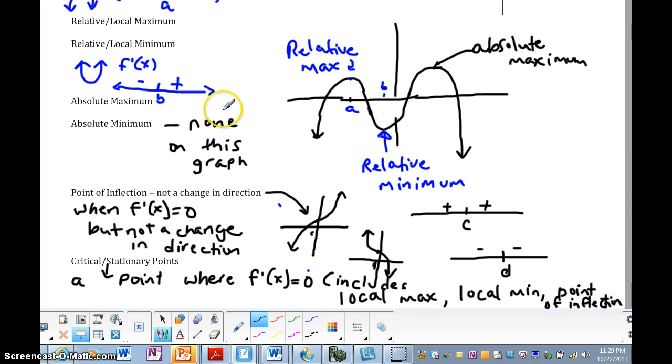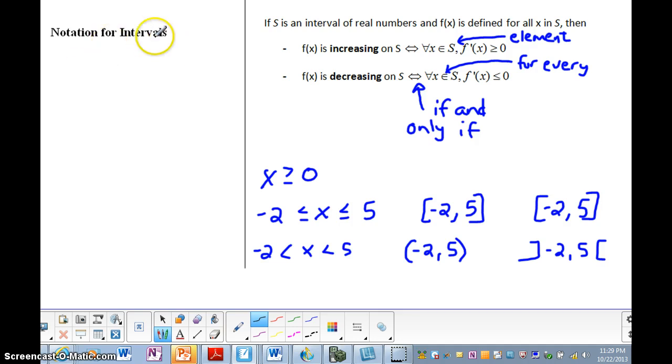Okay, one last part with our vocabulary. Want to bring back some notation for intervals. The first part here is a definition for an interval of real numbers, S, where the derivative is defined for all x in S. Then our function is increasing on S if and only if for every element in S the derivative is greater than 0. And then the opposite would be the case when our function is decreasing on S, if and only if for every element our derivative would be less than or equal to 0. So this notation you'll see, and it's the same thing we've been talking about.